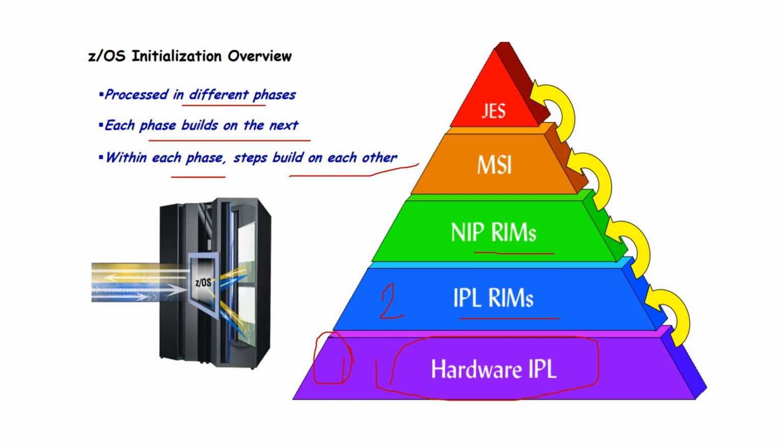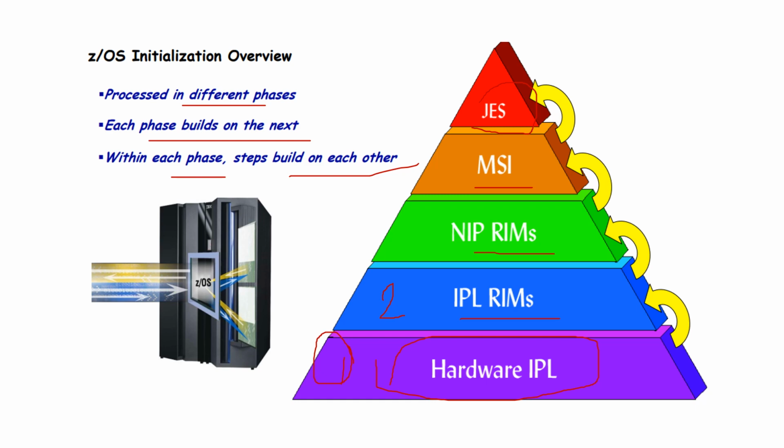Next one is the MSI. MSI is the master scheduler initialization, and the master scheduler creates the address space for the subsystem to run. And we have the JES. You already know JES is the job entry subsystem. In the IPL process, until the system is ready to start either JES2 or JES3, we need to use it.